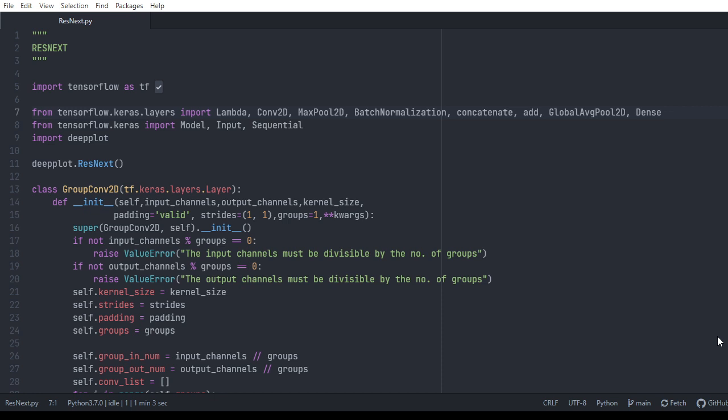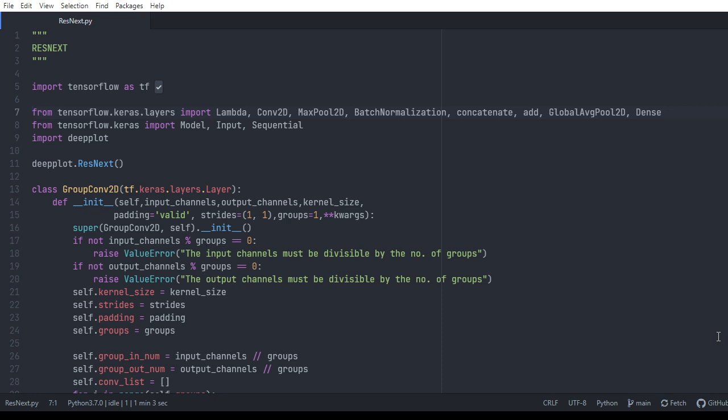Hello everyone, so in this video I'm going to talk about ResNext, which is a ResNet but now modified with a next dimension, and the dimension that we are dealing with here is the cardinality dimension. So basically the ResNext architecture is the ResNet architecture, but now with the residual block having an additional dimension known as the cardinality dimension.